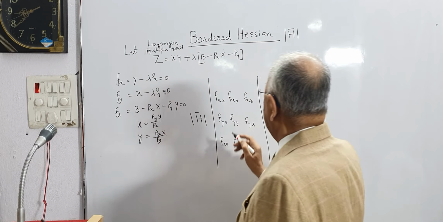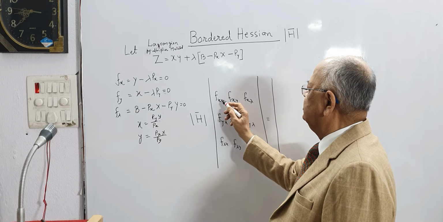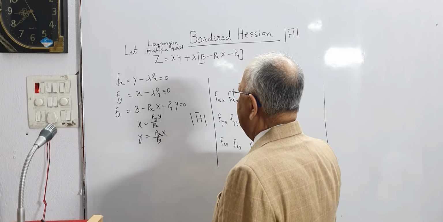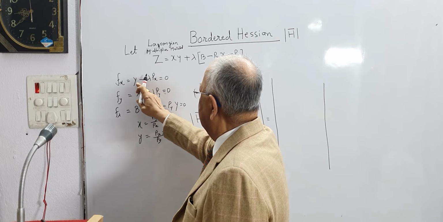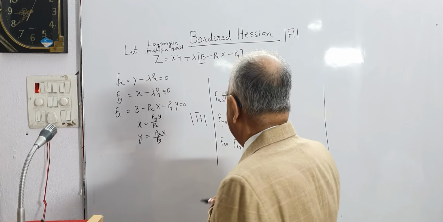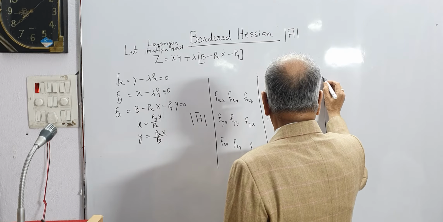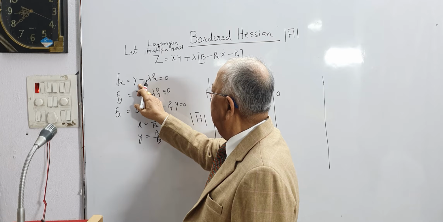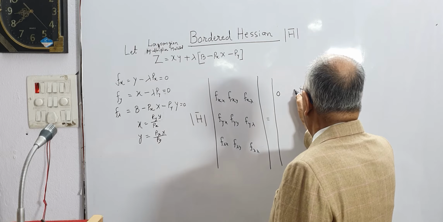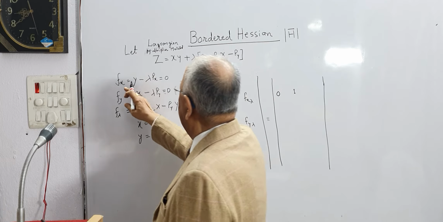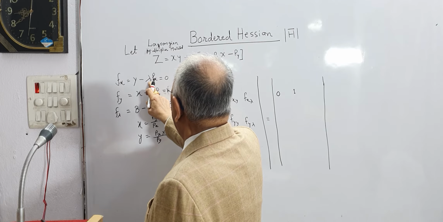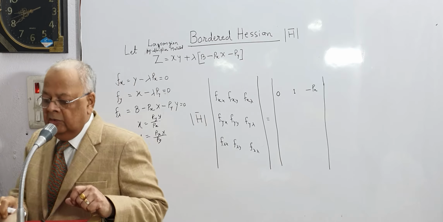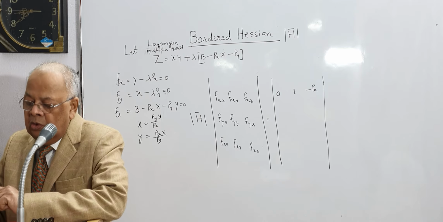This is fx, and what we have to find out is second order, fxx. It means the function is further differentiated with respect to x. And here we find that fxx is related to neither this nor this. X is not there. Then the term will be equal to 0. Then second is fxy. Y is there. So fxy will be equal to 1. And then fx lambda. So lambda will be equal to 1. Finally it will be minus px. So first row is 0, 1, minus px.